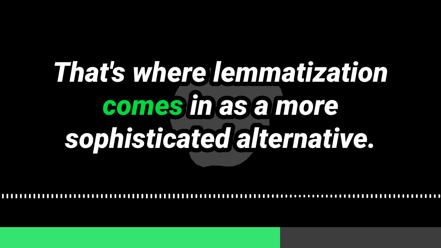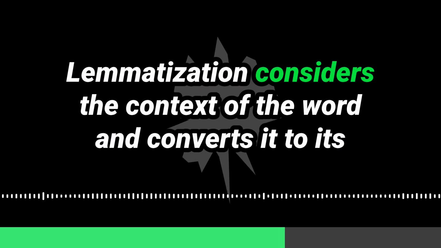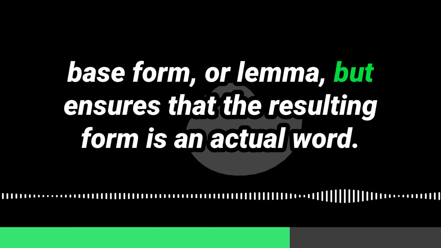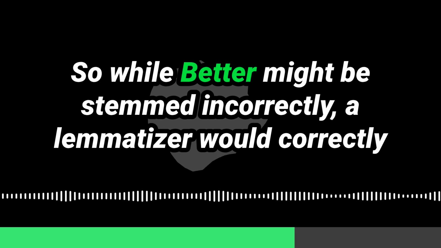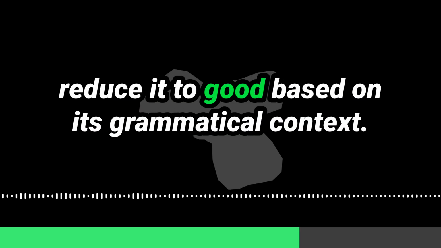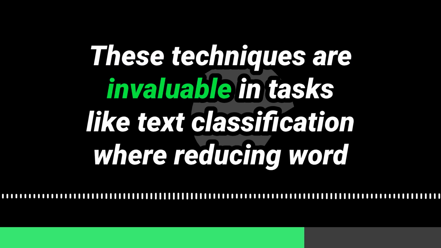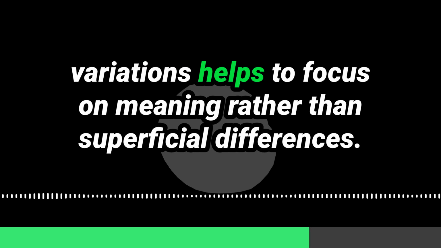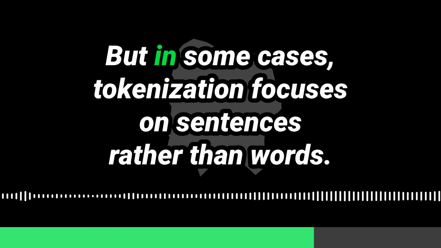That's where lemmatization comes in as a more sophisticated alternative. Lemmatization considers the context of the word and converts it to its base form, or lemma, but ensures that the resulting form is an actual word. So while better might be stemmed incorrectly, a lemmatizer would correctly reduce it to good based on its grammatical context. These techniques are invaluable in tasks like text classification, where reducing word variations helps to focus on meaning rather than superficial differences.